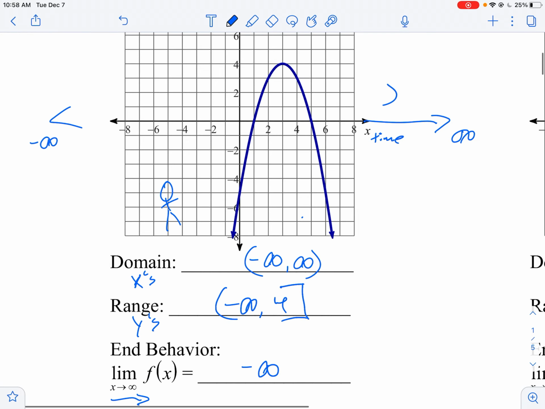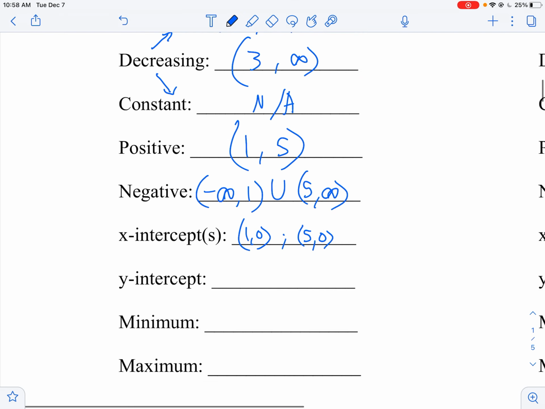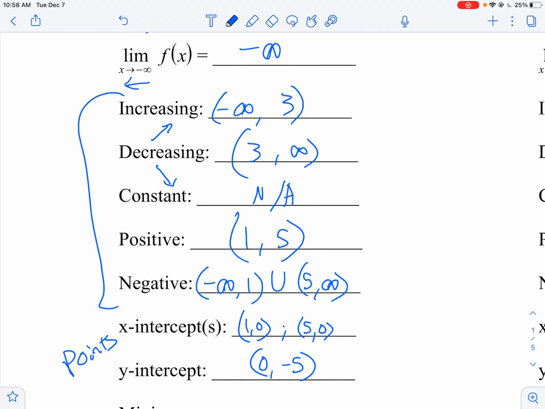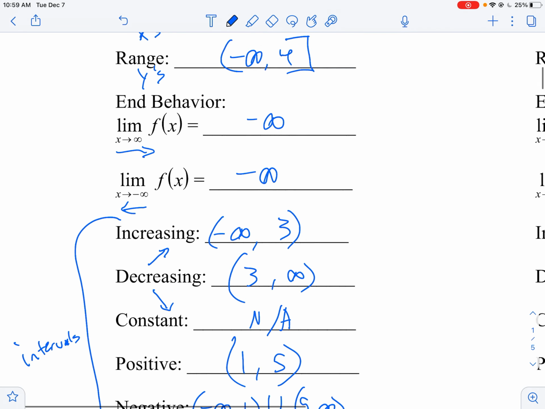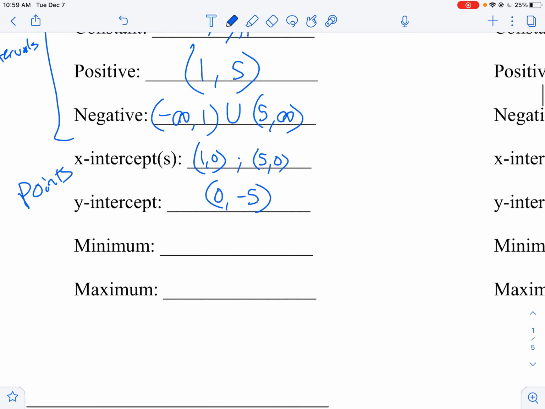Our y-intercept is just hanging out right here, and that's at (0, -5). Once again, on these, you put the points. Pretty much all this other stuff, this is all intervals. So yeah, you do have to keep track of what things are intervals, what things are points.